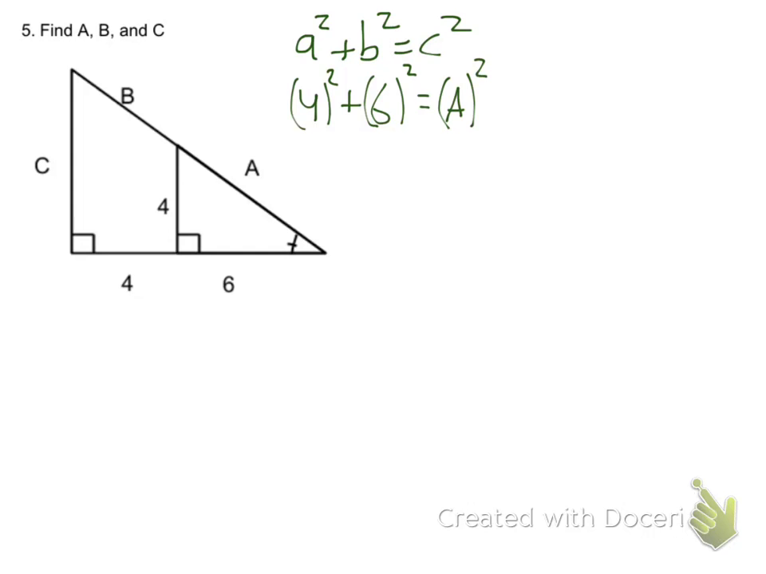4 squared plus 36 equals A squared. What's 16 plus 36? 52. So is everybody okay with getting 52 so far? I squared the legs, added them together. To get A by itself, I take the... So what I do to one side, I have to do to the other.